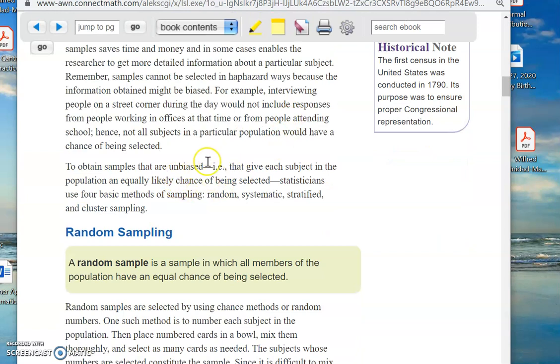Here's the key thing about samples. You want it to be unbiased. When we say it's unbiased, what we mean is that each subject in the population was equally likely to be chosen, to be selected. Now let's think about that for a second.